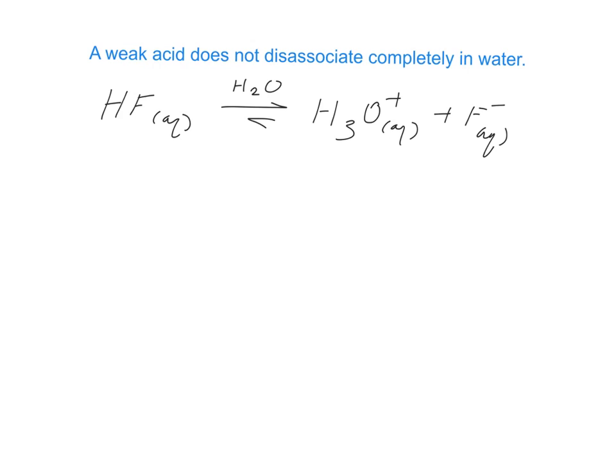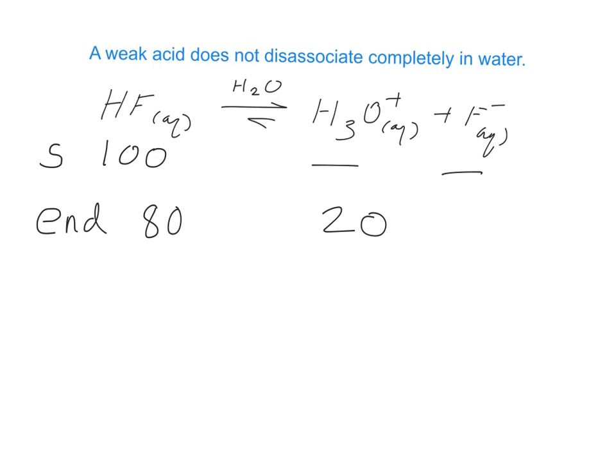What do we mean when we say hydrofluoric acid doesn't dissociate completely? If I start off with 100 molecules of hydrofluoric acid, at the end of my reaction, I'll have 80 molecules of hydrofluoric acid, 20 hydronium ions, and 20 fluoride ions. In other words, instead of 100% of my molecules breaking up, only 20% will. But wait, there's more. Using the term end is really inappropriate when it comes to a weak acid.